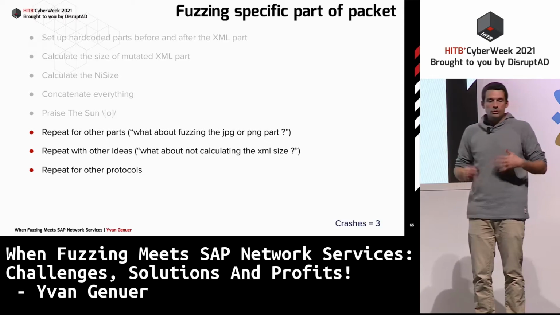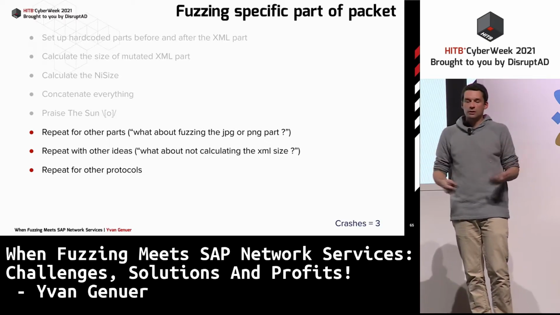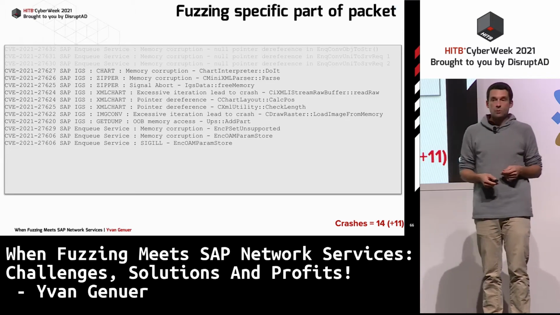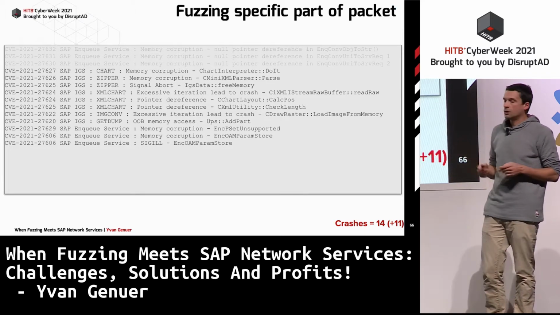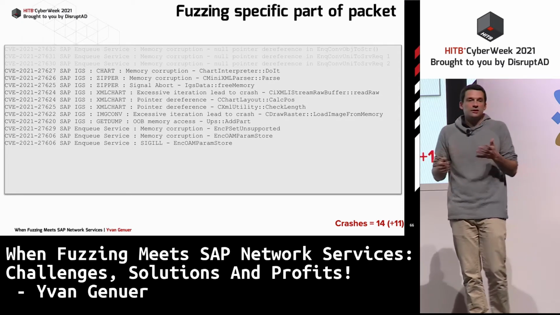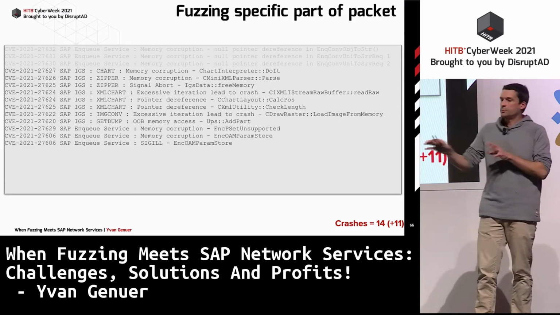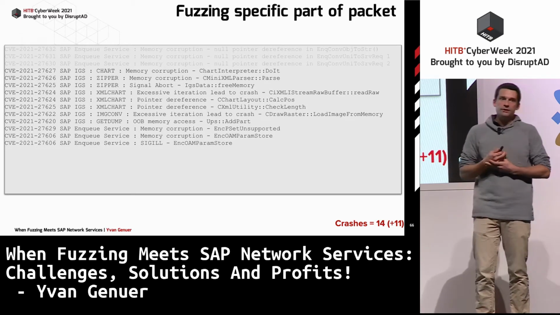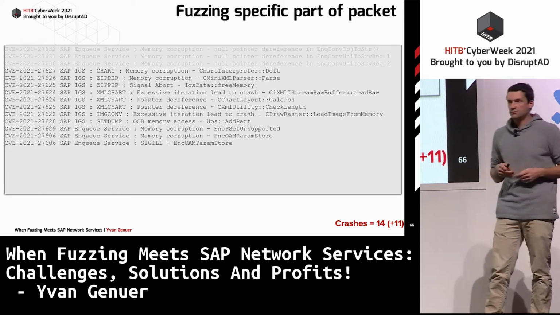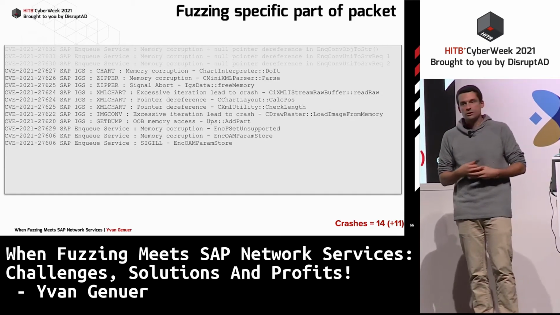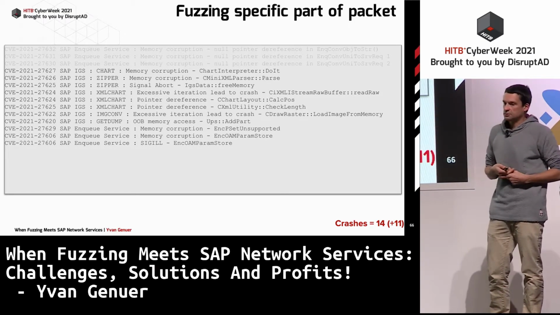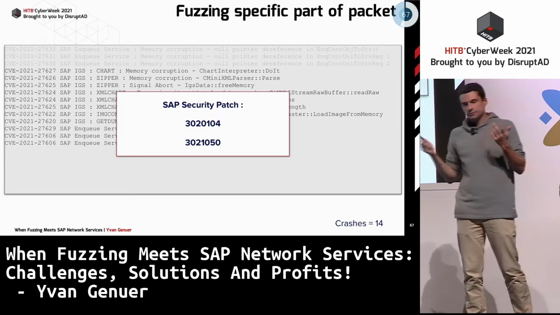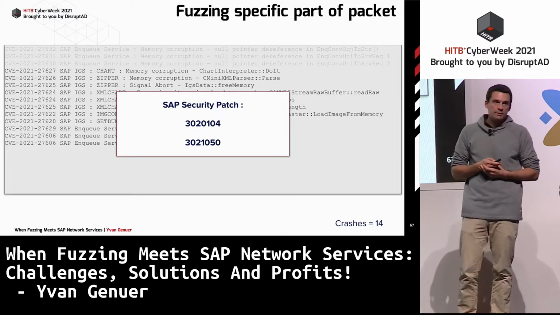And also, we did it for all other services. And this time we found 11 more crashes using only this technique of, okay, I want to fuzz this part or this part. So now the number of crashes is 14. It's beginning to be interesting because 14 vulnerabilities in SAP is not so usual. But let's continue. Of course, everything needs patches in this patch bump.